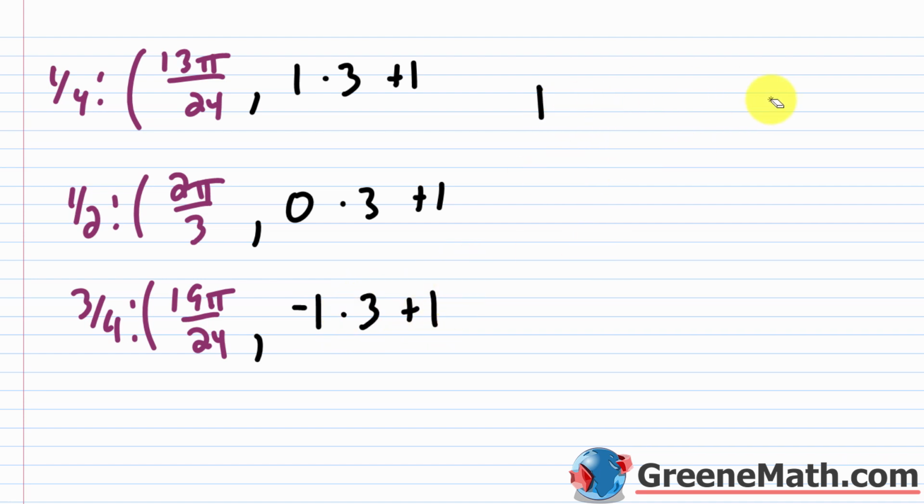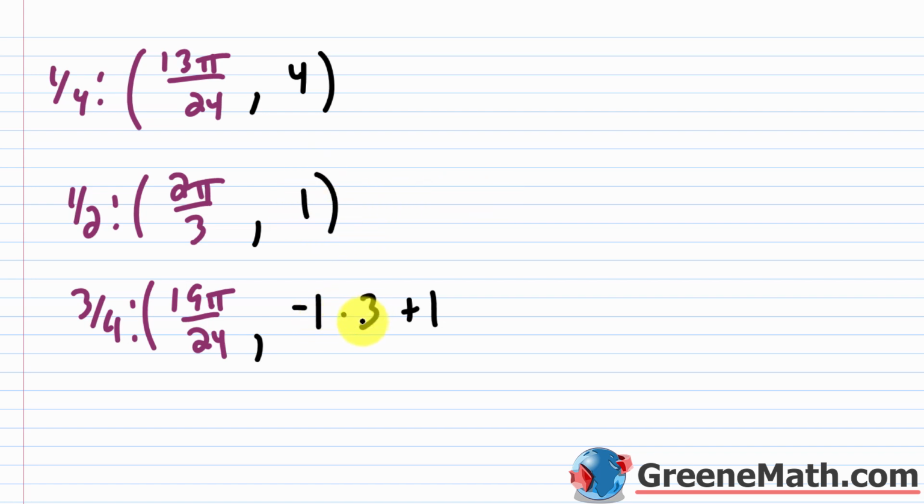Okay, we can get rid of this at this point. We don't need it. So 1 times 3 is 3, and then 3 plus 1 is 4. So that right there would be 4. And then 0 times 3 is 0, then plus 1 is 1. So let's put that there. And then negative 1 times 3 is negative 3. Negative 3 plus 1 is going to be negative 2. So this is negative 2. Let's close that down. And let's take this to the graph and check it.